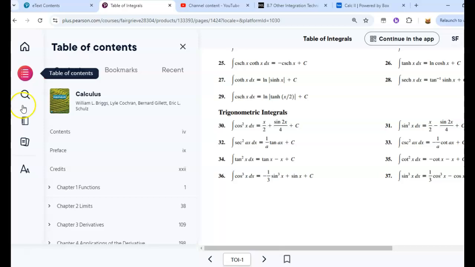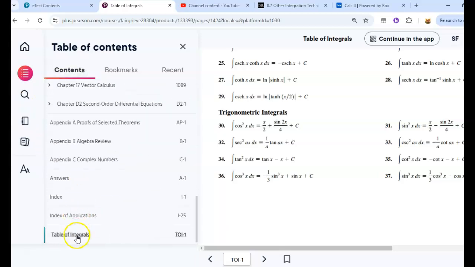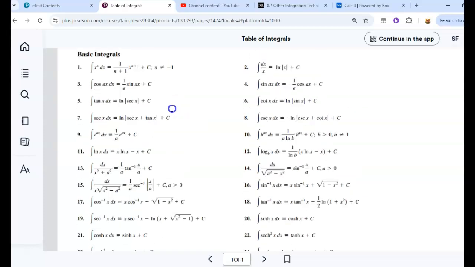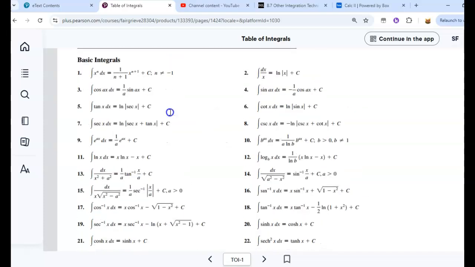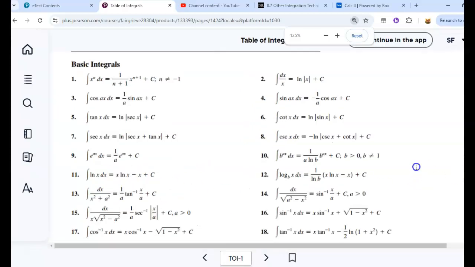Get to this then by going into the table of contents, and at the very bottom of the table of contents is your table of integrals. And that's where we're at right now. So there's, I believe, a little over 100 different integral formulas that your textbook has, from the basic ones onward to more complicated ones. You can see here, there's our inverse tangent formula, one for an inverse tangent one, inverse sine, inverse secant.